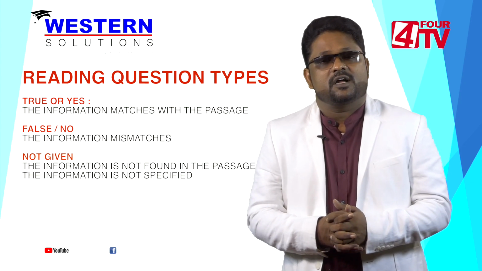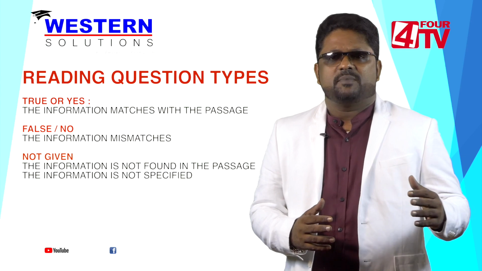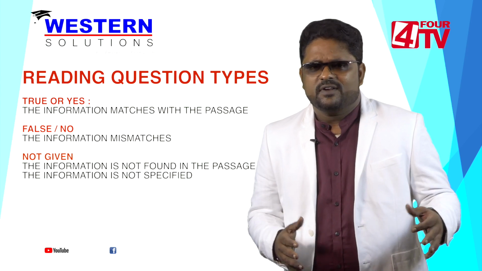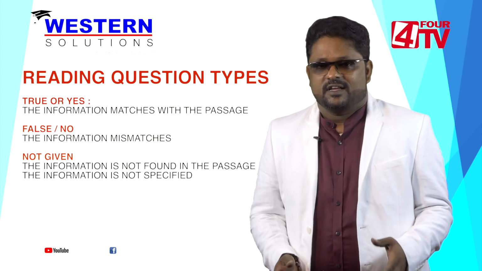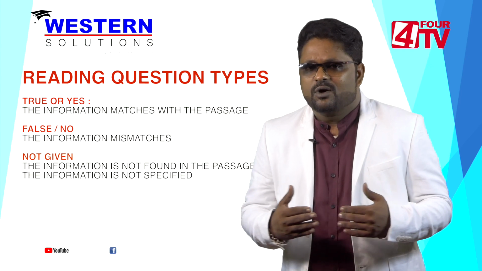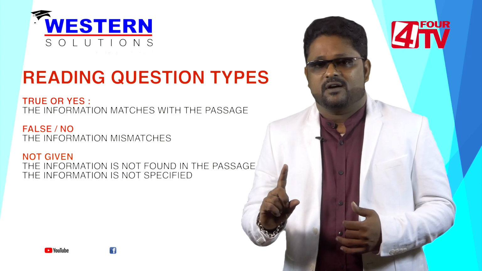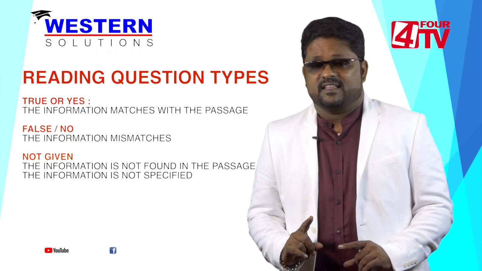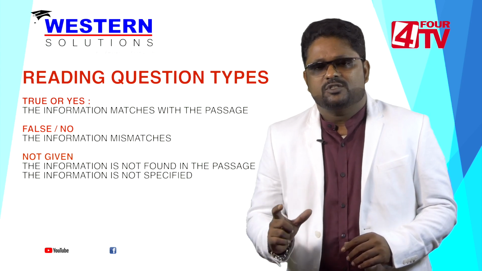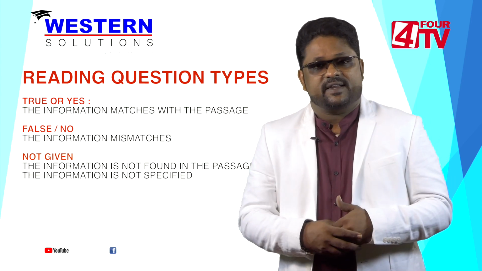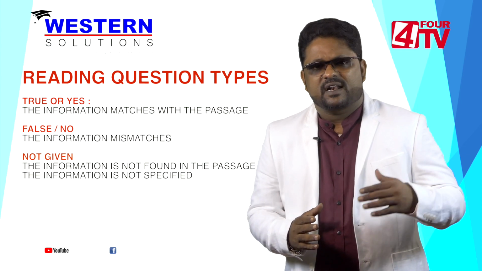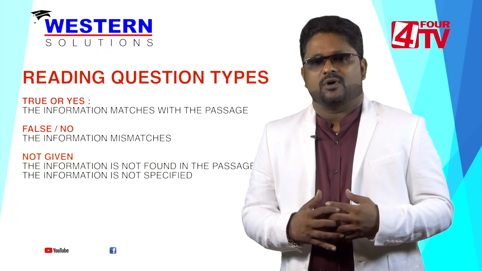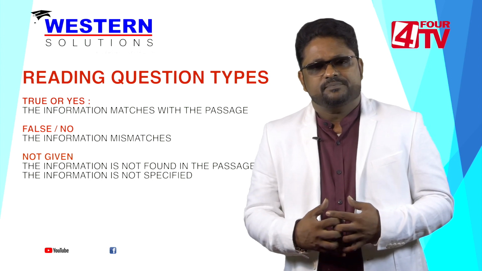When we talk about not given, I've seen students feel that it is the easiest one, because whatever is not given is not given. It's very simple. But here the issue is, there is one more criteria. The fourth aspect of true, false, yes, no, not given is that anything that is not specified is also not given. Now, when I say not specified, it means something that is not clear, something that is not specifically mentioned, that is also not given. I'll give you a small example.